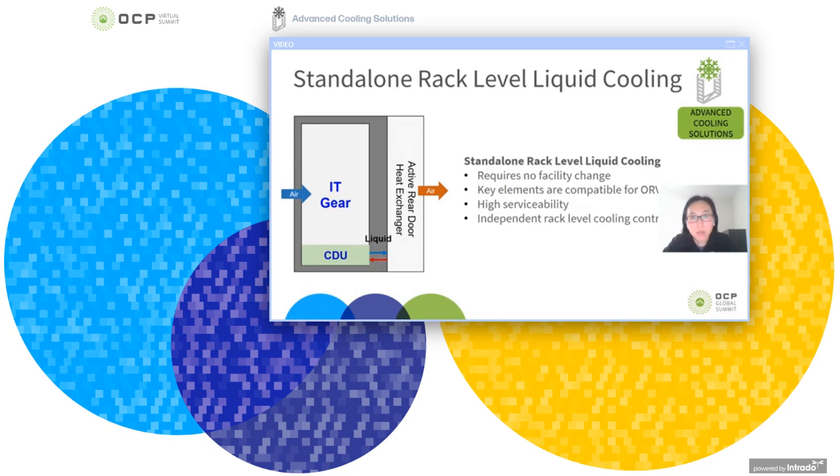So a standalone rack-level liquid cooling system has some advantages. For example, it requires no facility change. The key components are compatible with OpenRack v3. It has high serviceability and independent rack-level cooling control.